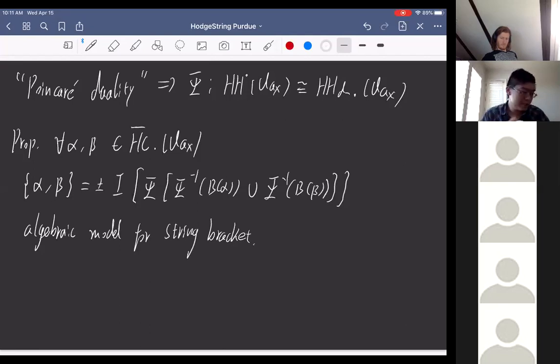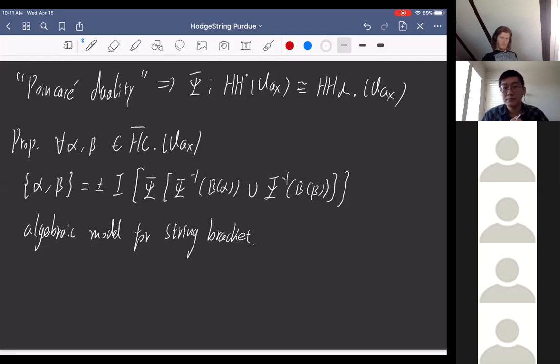So I don't want to mention this as a theorem, even though we do give an argument in our paper, but I think this probably is already well known to some experts. So, all right, that's the end of the second part. So we do have the algebraic model for the string bracket. Any questions?